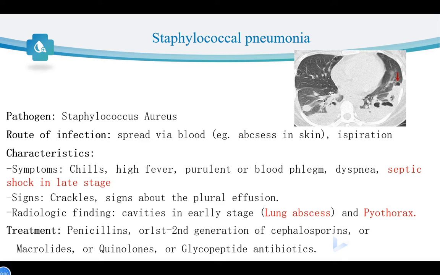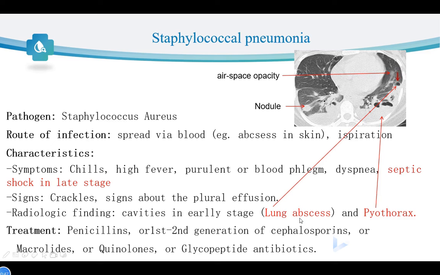This picture shows the CT image of a Staphylococcal pneumonia. What can we find from this image? Yes, we can find these special changes in this image. One is the air space opacity. Another is the nodules. And usually we can find the lung abscess here, caused by the Staphylococcus aureus.